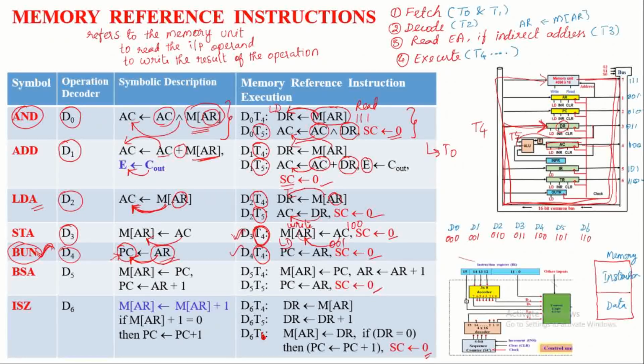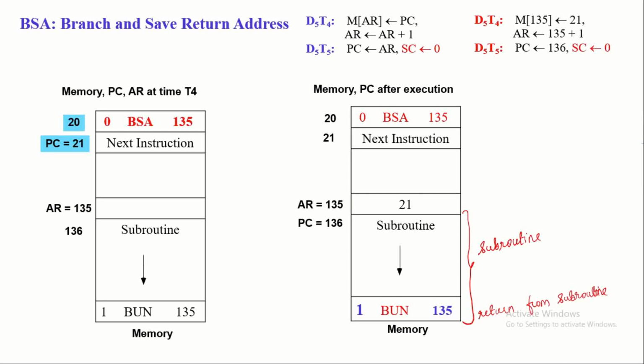Coming to the branch and save return address, it is executed when D5 output of the decoder is active. This branch and save return address operation is performed in order to transfer the program execution control to the subroutine call. Let us now check how this operation is performed through the micro operations of various components in a computer.